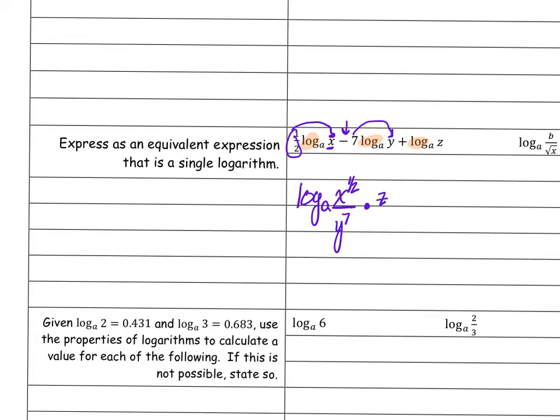So let's write this out correctly. I'm going to write it right here: log base A of x to the 1/2 z all over y to the 7th. Done. And there you go.